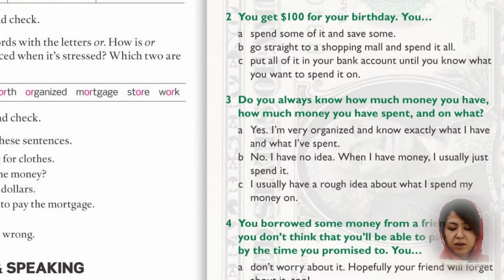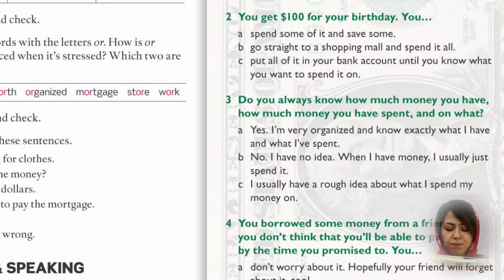Number 3, do you always know how much money you have spent, and on what? A, yes, I'm very organized and know exactly what I have and what I've spent. B, no, I have no idea. When I have money, I usually just spend it. C, I usually have a rough idea about what I spend my money on. Rough idea. It means I'm not really sure. Okay, so approximate idea, rough idea.